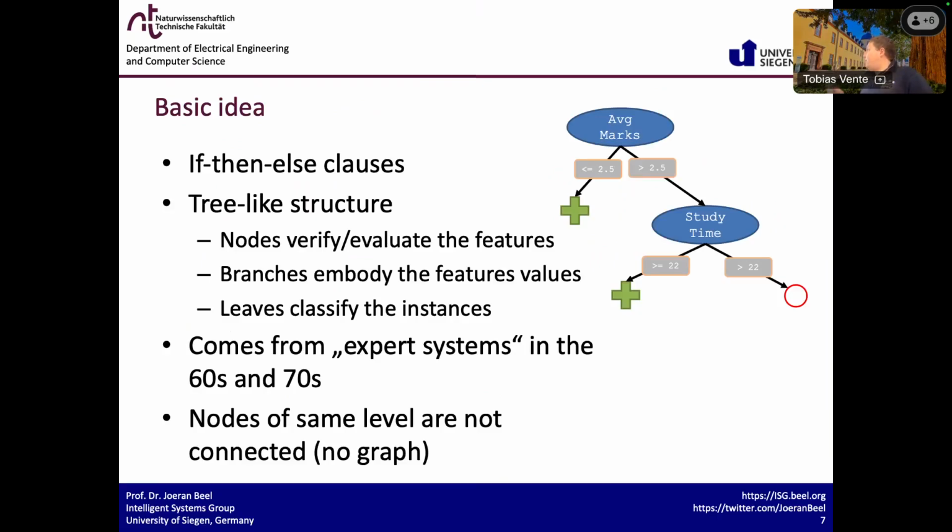The nodes verify or evaluate the features, the branches embody the feature values, leaves classify the instances. Decision trees are kind of old. They come from expert systems that were introduced in the 60s and 70s. And this is also very important: nodes of the same level are not connected. So this is not a graph.